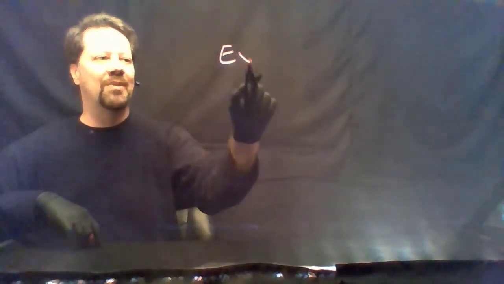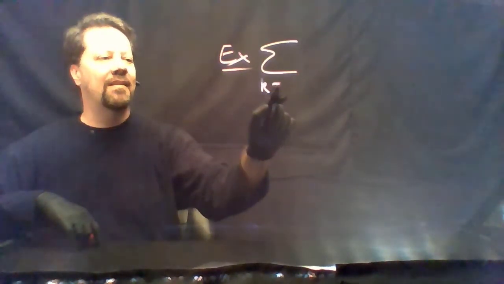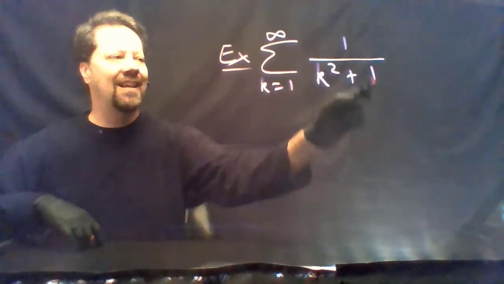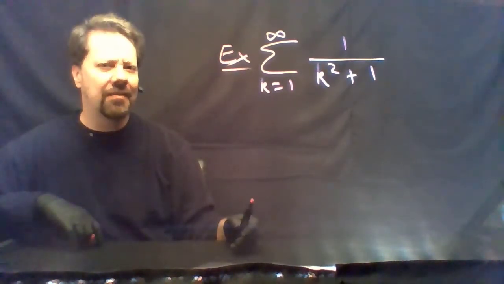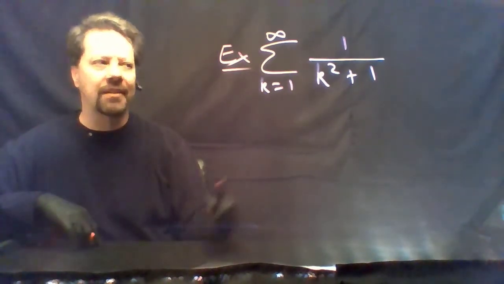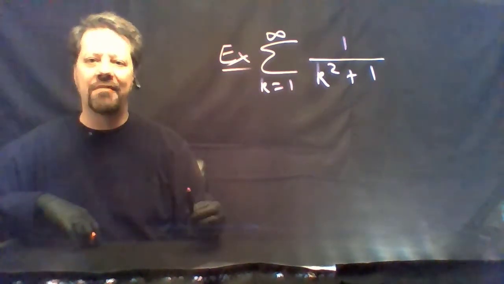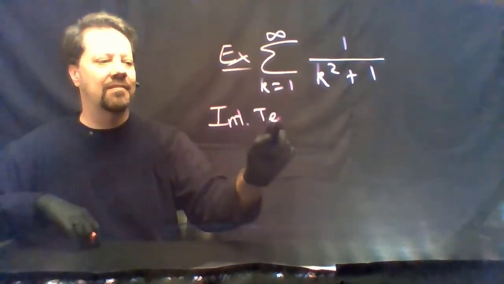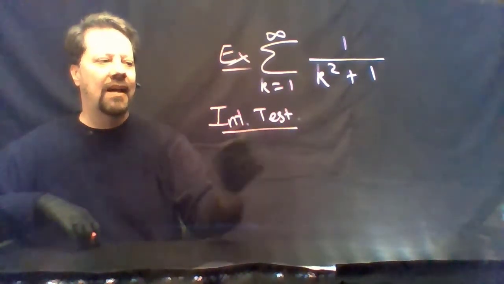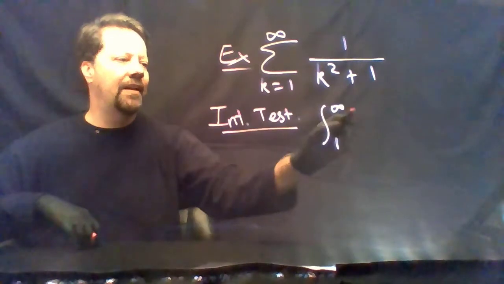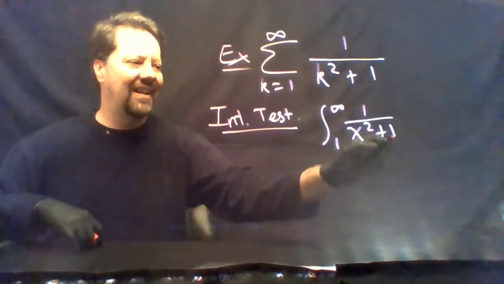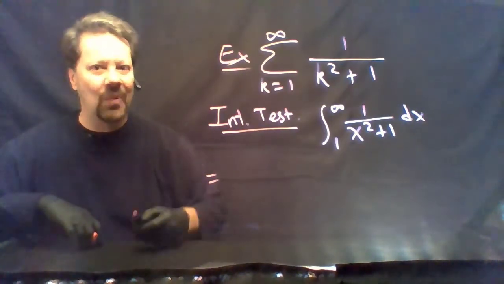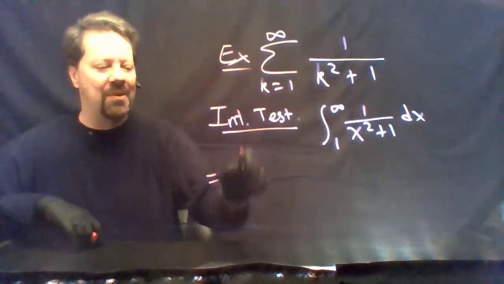Let's look at another example. The sum, as k goes from 1 to infinity, of 1 over k squared plus 1. This looks awfully similar to the last example. What's different is that we have a 1 in the numerator instead of a 2k. We'll use the integral test again and integrate from 1 to infinity 1 over x squared plus 1. Yes, that's the one. That's the one I wanted you to remember.